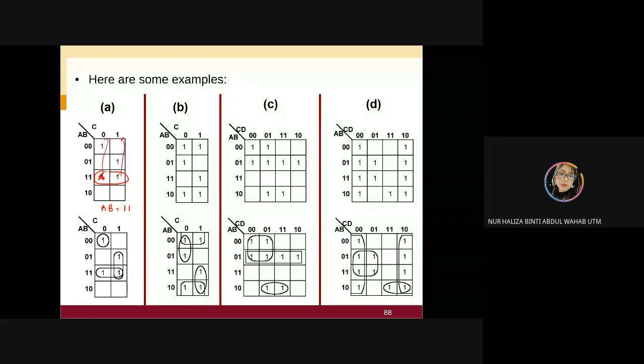Sudah. Siapa yang bertukang? Belah mana? Sini juga? Dari semalam. Okay.